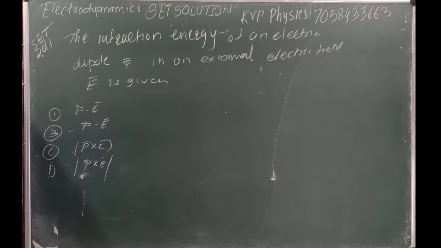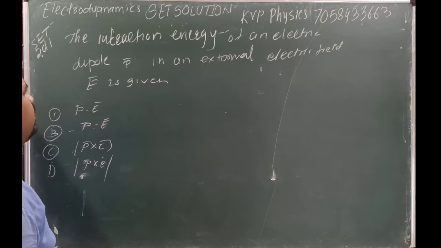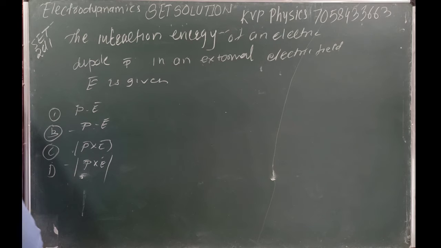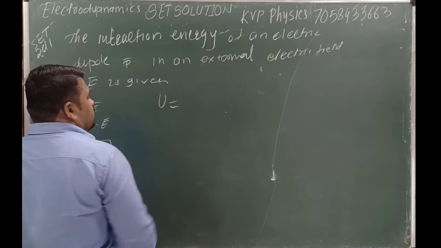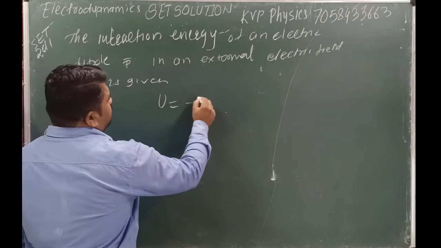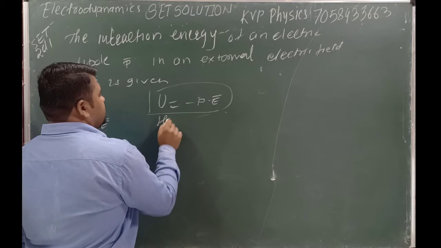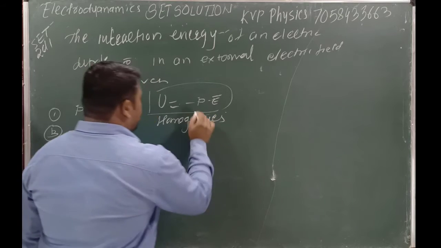The interaction energy of an electric dipole P bar in an external electric field E bar is given by the potential energy U, which can be written as minus P bar dot E bar. For which case? For a homogeneous medium.